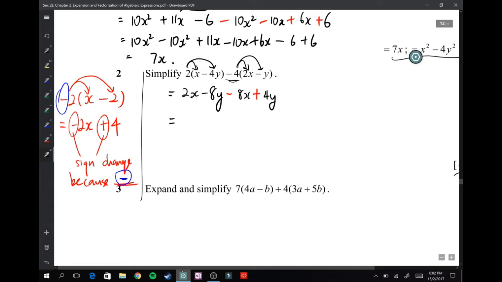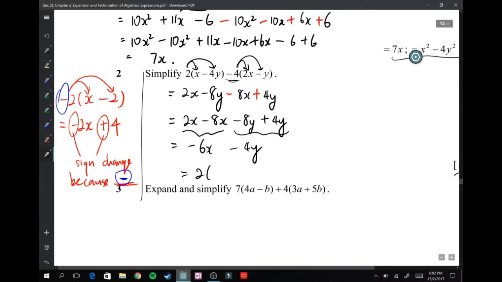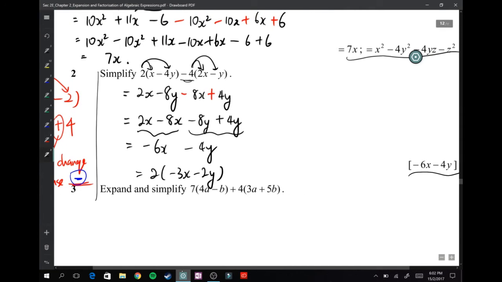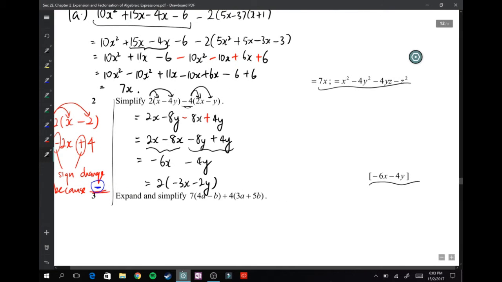Then we continue on grouping all the like terms together. We have 2x minus 8x minus 8y plus 4y. Finally we have minus 6x and minus 4y. So this is your answer. But because you know that 6 and 4 have a common factor, you're going to factorize them out, and you can get negative 2 bracket 3x plus 2y. Please give your answer in the most simplified form. The answer here isn't the most simplified, so I want you all to change it to this.